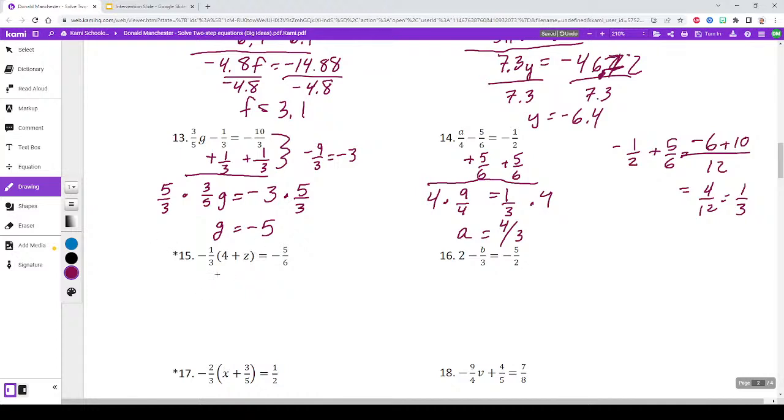This next one, there's several ways to tackle it. The easiest way is to realize that that negative 1/3 is multiplying. And the way that we undo multiplying by a fraction is to multiply by the reciprocal. So I'm going to multiply both sides by the reciprocal of 1/3, which is 3 over 1.